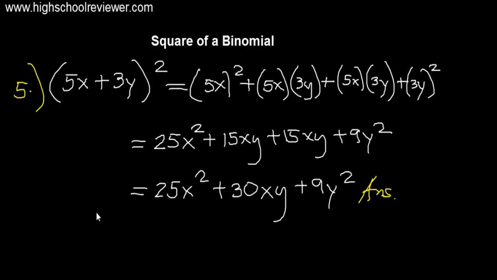Number 5, the quantity of 5x plus 3y raised to the power of 2. The same process. Our final answer, 25x squared plus 30xy plus 9y squared.